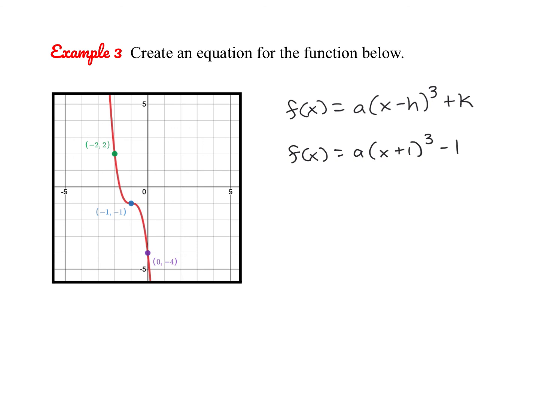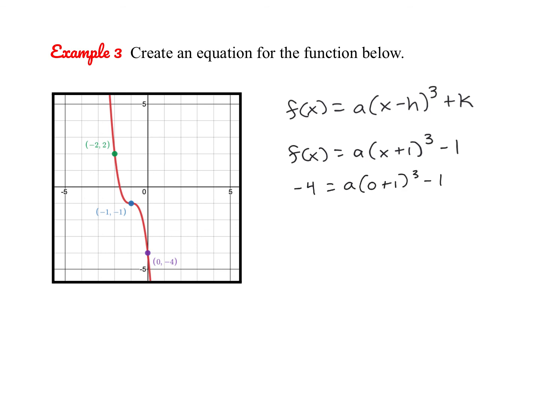Remember, to shift to the left 1, we have to do the opposite for x. But now we still need to find this a value. So to do that, we can substitute one of the other points we know to find it. So you can substitute either point. I'll substitute 0, -4.